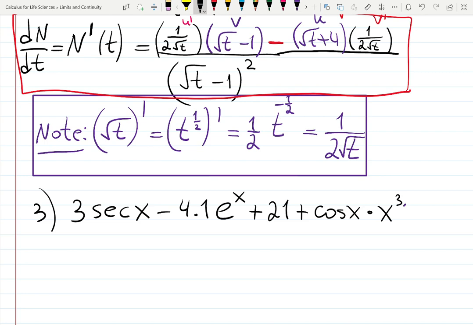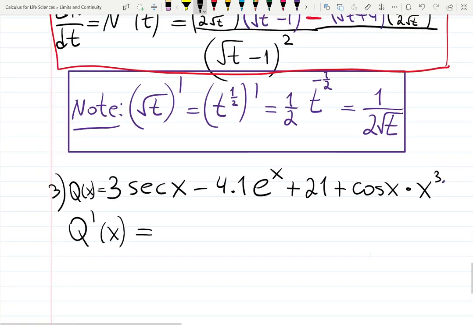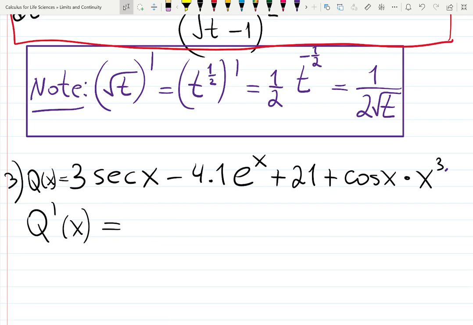Why not? Let's call it somehow. What letter do you like? Q. Q, why not? Let's do Q. Q of x is this. Good, very good choice. Let's take the derivative of Q. Let's do it slowly. What is the derivative of 3 secant x?